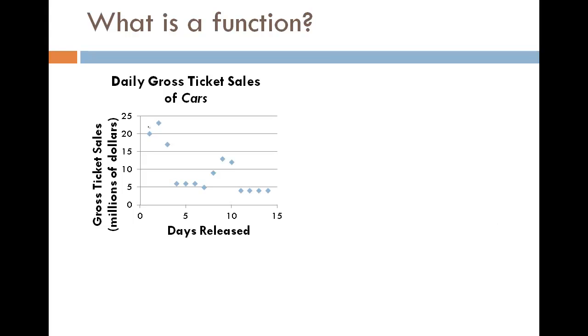So looking at our graph, I can draw a vertical line. It will never hit any of these points. It will only hit one point. Any line I draw only hits one point. Doesn't matter where I draw. Any vertical line will only hit the graph one time. So because of that, this graph represents a function. Particularly, it's the function that gives us the daily gross ticket sales of the movie Cars since it was released.